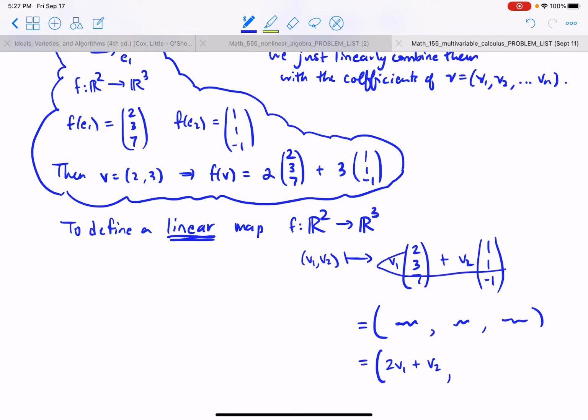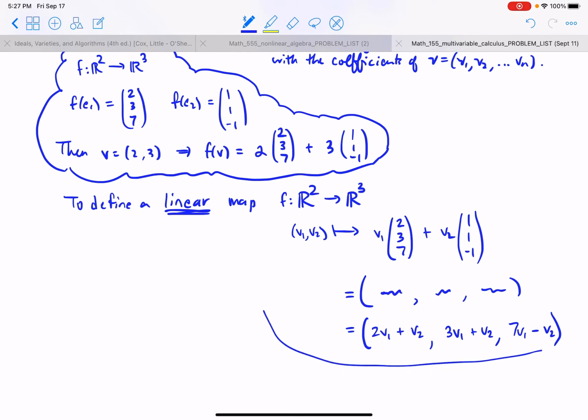The second component is 3v1 plus v2. And the third component is going to be 7v1 minus v2. And so now I have the usual way that we write down a map by this formula, taking an arbitrary input and saying where it should go. I could put this in a computer and it would be able to draw it now.